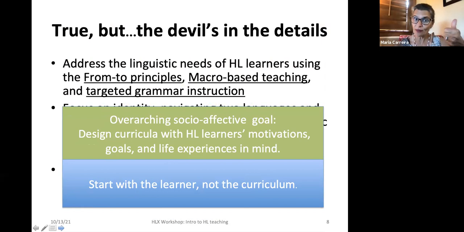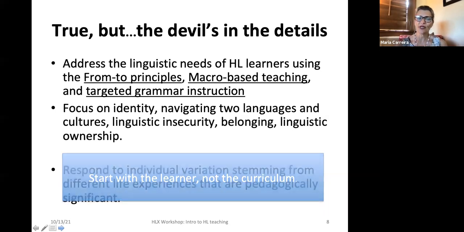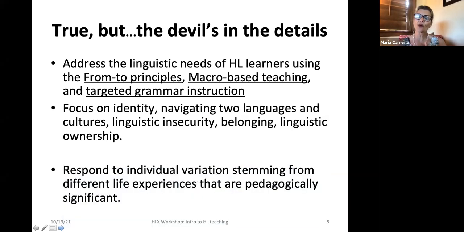And this is a preview of what we're going to look at today. You want to apply the from-to principles, macro-based teaching, and a targeted grammar approach. So that is how we're going to look to expand functional proficiency. In terms of socio-affective needs, we're going to focus on topics, that are listed there, that are known to be particularly important to HL learners. And then we want to be differentiated, right? We want to respond to individual variation that stems from the life experiences that HL learners have, which bear ultimately on their proficiency as well as their socio-affective needs.